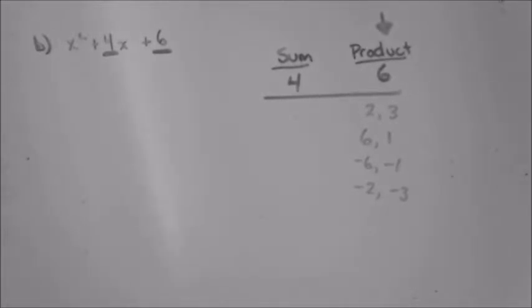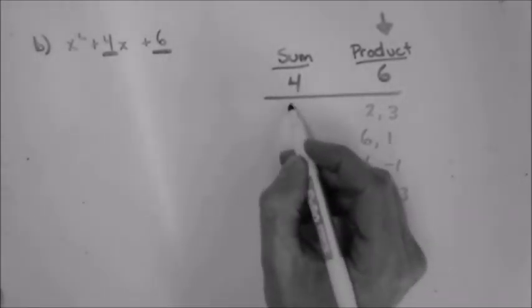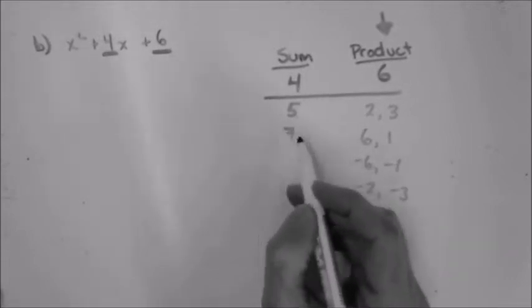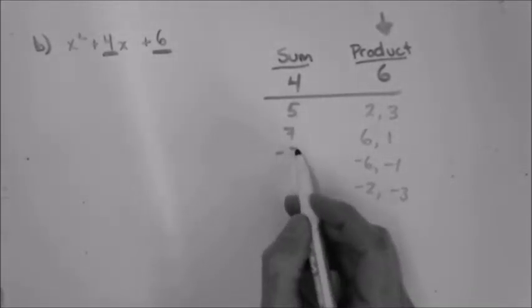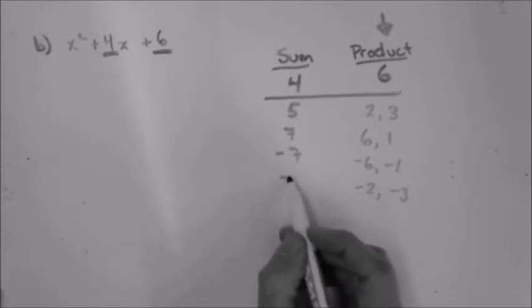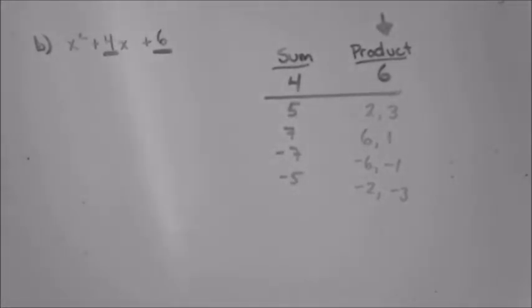Now, do any of these have a sum of 4? 2 and 3 have a sum of 5. 6 and 1 have a sum of 7. Negative 6, negative 1 have a sum of negative 7. Negative 2, negative 3 have a sum of negative 5. Can this be done? No.